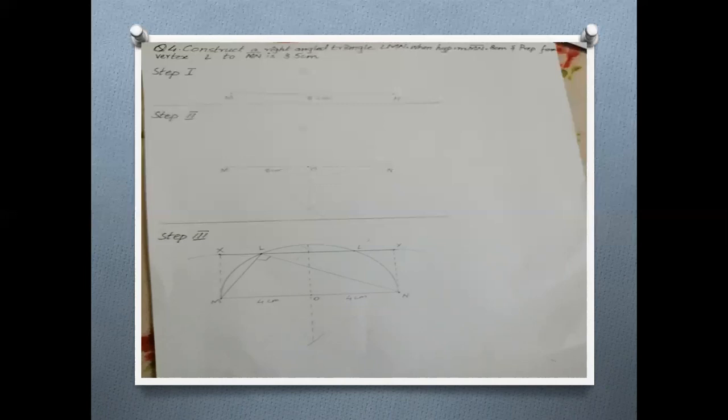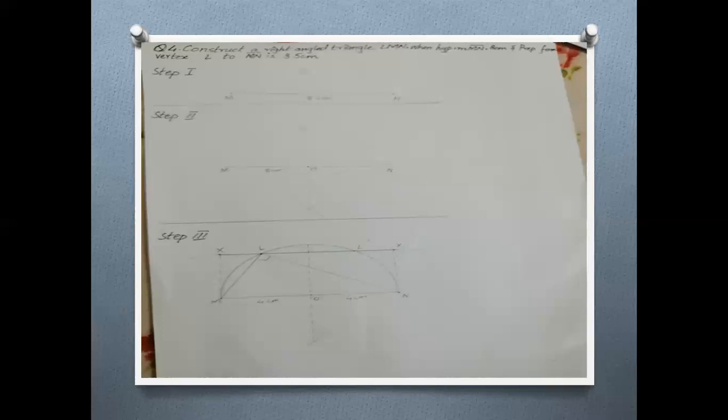You see that both lines meet each other at point O. Take the radius OM. Then put your compass on point O and draw the semicircle which starts from N and finishes at point M. M and N will be the end points of the semicircle.